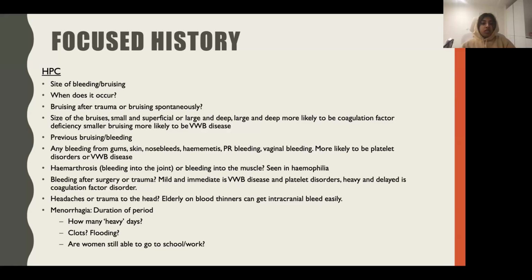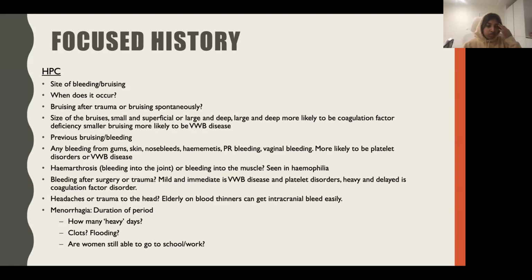So in general, if it's lighter bleeding, it's more likely to be a platelet disorder, unless there's hemophilia, which we'll get onto later. And if it's more heavy and deep, more heavy and delayed, then it's more likely to be a clotting factor disorder. Have they had any headaches or trauma to the head? So elderly people that have had a fall and they're on blood thinners can get an intracranial bleed quite easily.